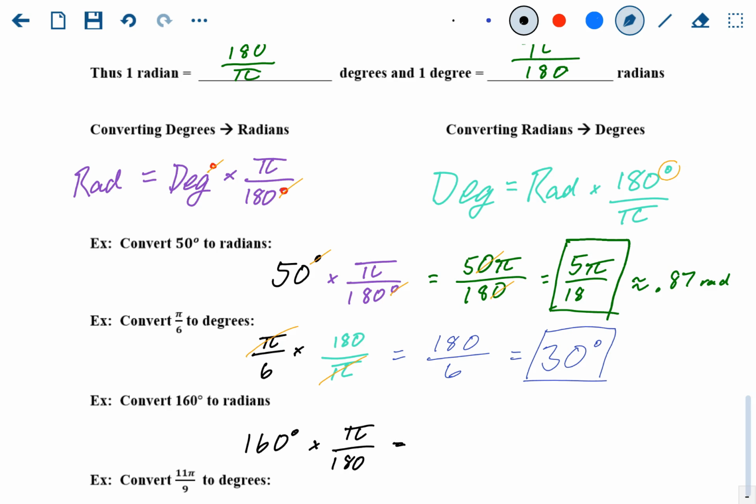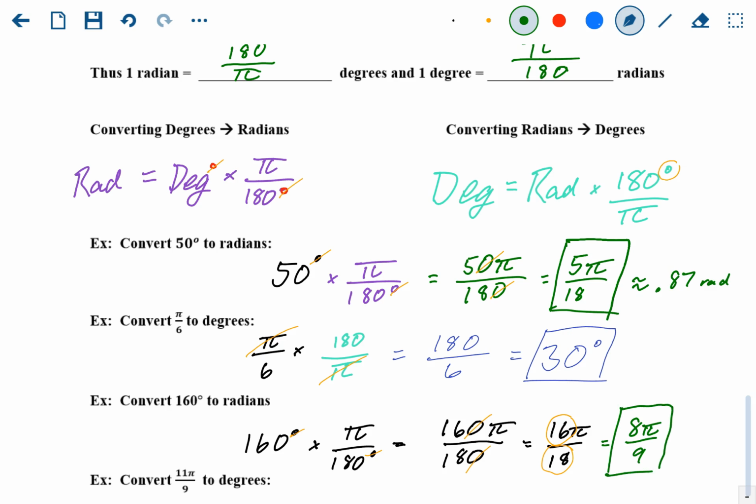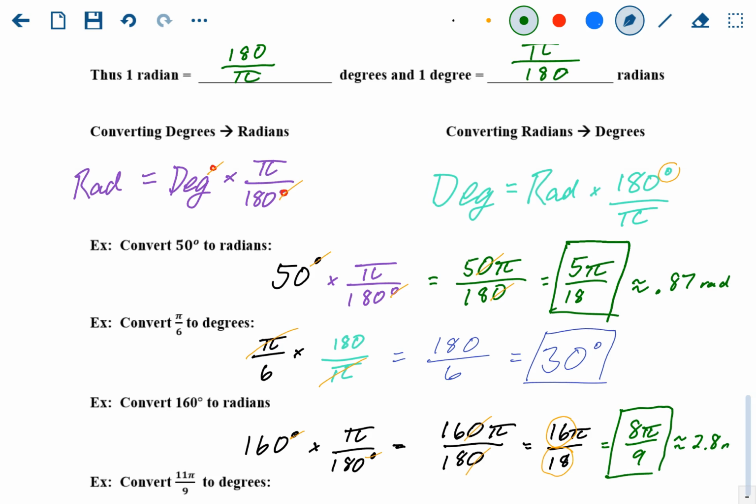Okay. Going quick here, 160 times pi over 180. Converting this one from degrees to radians. Again, just multiply by pi over 180. That pi is going to hang out. Simplify the fraction, 160 over 180, zeros cross out. So you're left with 16 pi over 18. 16 and 18 are both even numbers. Divide that by 2. And you get 8 pi over 9. Now 160 degrees is almost 180 degrees, so this should be around 3.14. And you end up with 2.8, so that's pretty close.